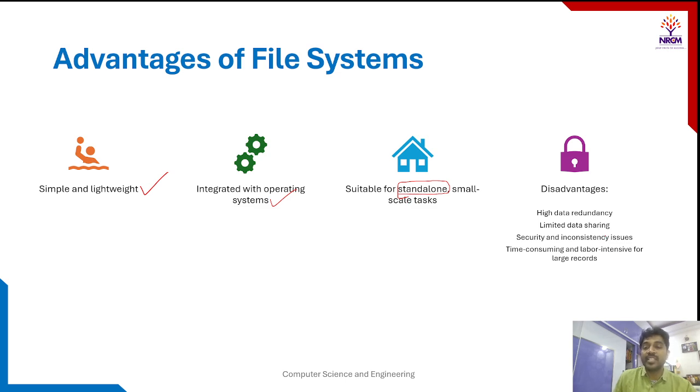And the disadvantages: highly redundant, means you need to maintain multiple copies of data, and limited data sharing. We cannot share the same file with others. And the security, there is no security here. And time consuming and labor intensive, I told you, no? So more manual process is required in the file system. Whereas in the DBMS, there is very little manual work, right?